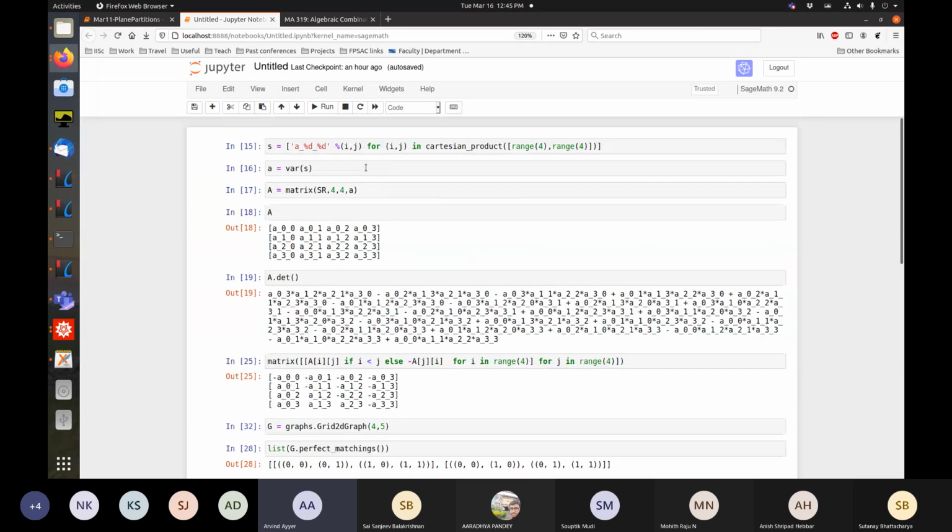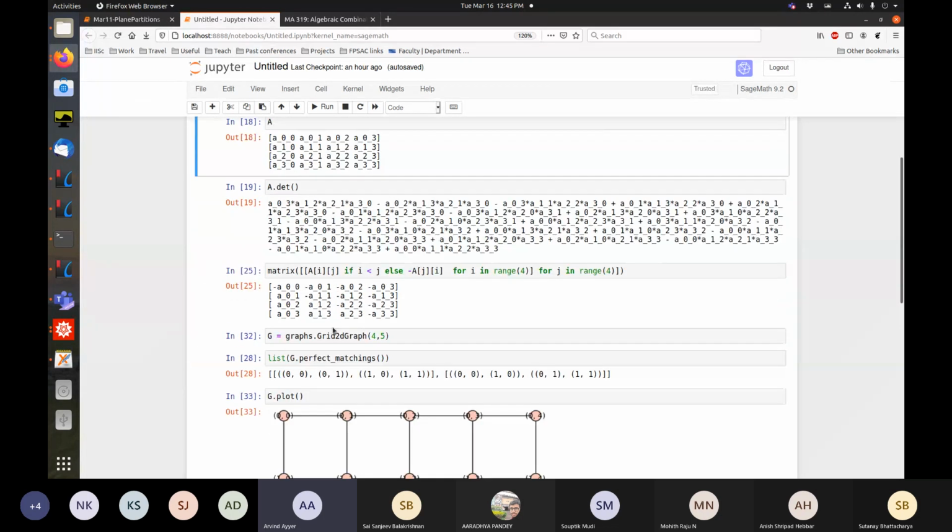Okay, so let me tell you what I did in advance. So I defined these variables Aij for i and j going from 0 to 3. Okay, so this is the matrix form of this. I calculated its determinant. Okay, it has 24 terms. You can check.